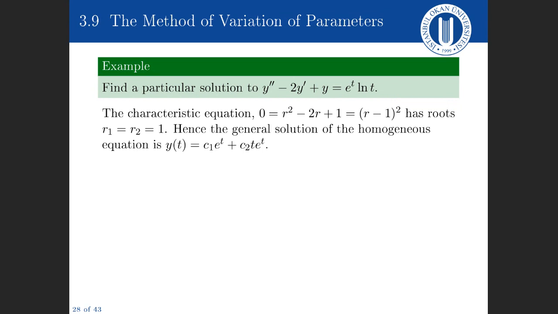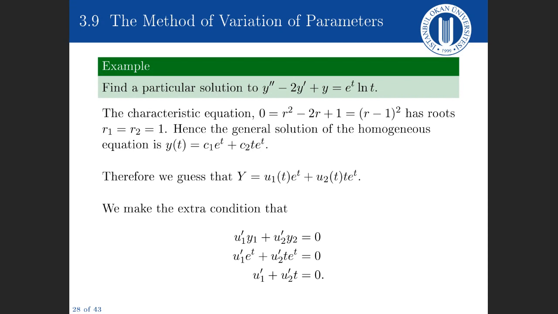First, we need the general solution to the homogeneous equation. So we do what we always do. We start with the characteristic equation and we find the roots. As soon as we know the roots, we know the general solution to the homogeneous equation. For the method of variation of parameters, we're going to replace C1 by a function U1, and we're going to replace C2 by a function U2. We're going to use the ansatz: capital Y is U1 e to the power of t plus U2 t e to the power of t.